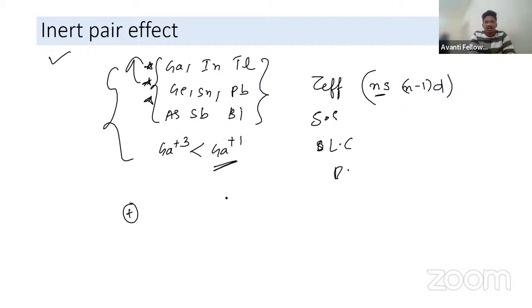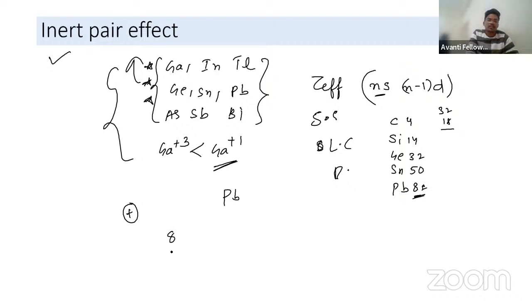Let's suppose I'm talking about lead. What is the atomic number of lead? How do you determine the atomic number of lead? So we can say this is 4, this is 14, again add 18, so this will become 32. Add 18 to 32, that means 50, right? And again if you add 32, this is 82.